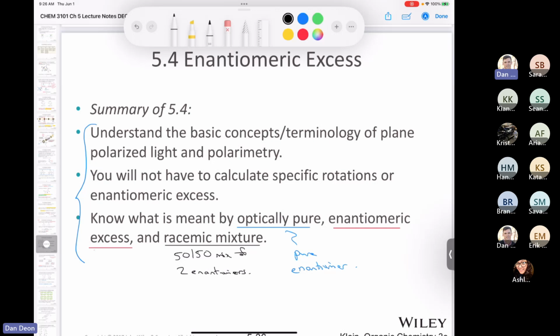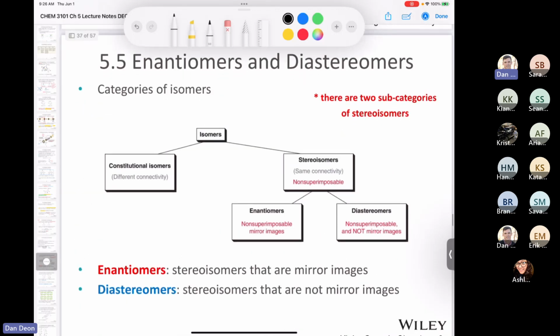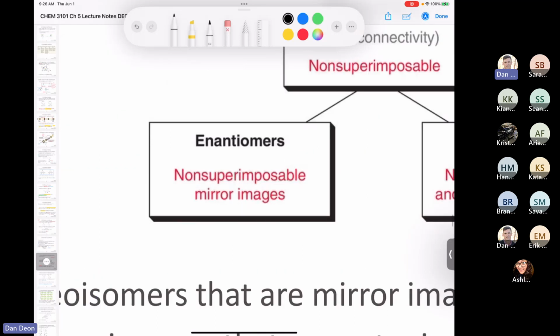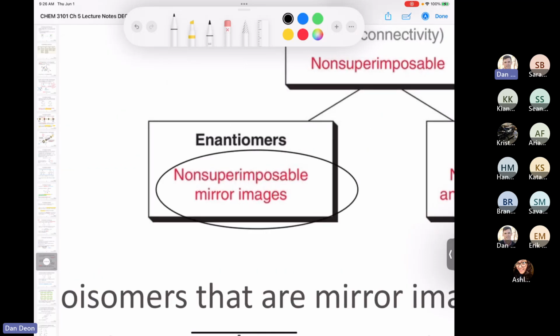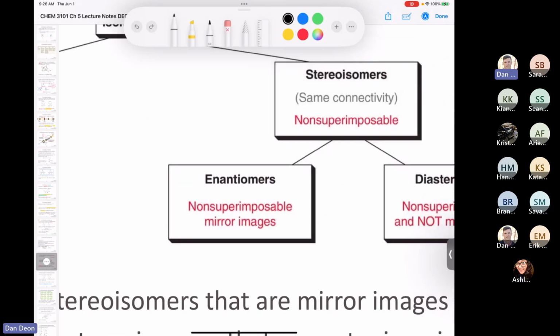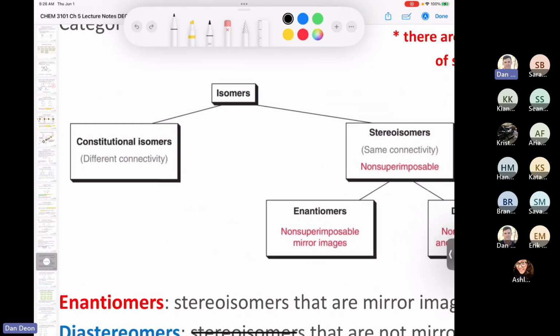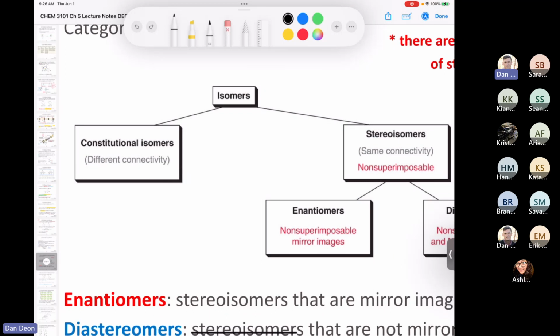Let's turn our attention to section 5.5, which deals with something called a diastereomer. So we've covered enantiomers in detail. And if you remember, enantiomers were what? They were non-superimposable mirror images, right? That's a definition you have to have memorized. And if you back it up even further, we were talking about constitutional isomers and stereoisomers, and enantiomers are one type of stereoisomer.